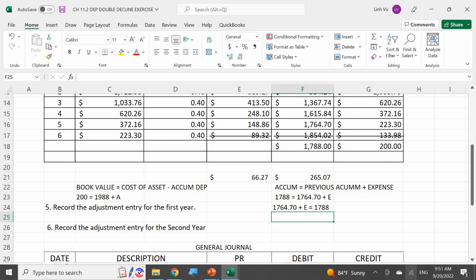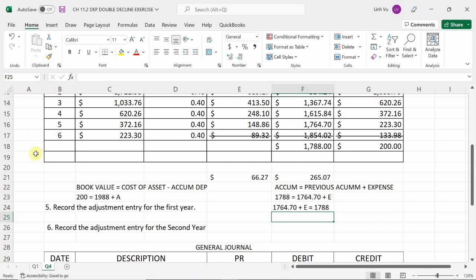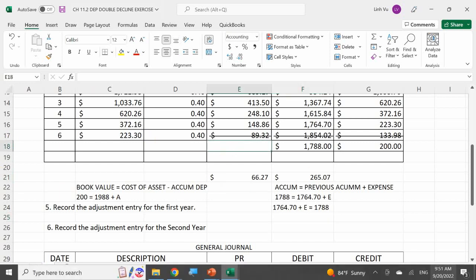Yes. In this case, if you're using the specific numbers, 1764.70, you need to add $23.30 to get to 1788. You can also look at this equation and say, well, I can take 1788 and subtract that 1764.70 to get the same exact answer.